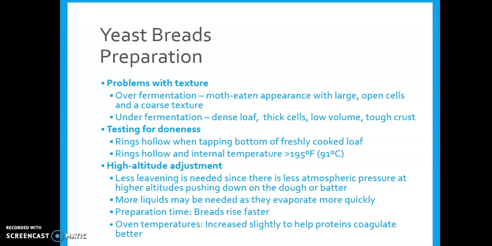So to adjust for high altitudes, which is an RD exam question, you need less leavening if needed. Less leavening is needed because there's less atmospheric pressure at higher altitudes pushing down the dough or batter. So less leavening. More liquids will be needed because they evaporate more quickly. Breads will bake faster in high altitudes, and oven temperatures should be increased slightly to help proteins coagulate better.